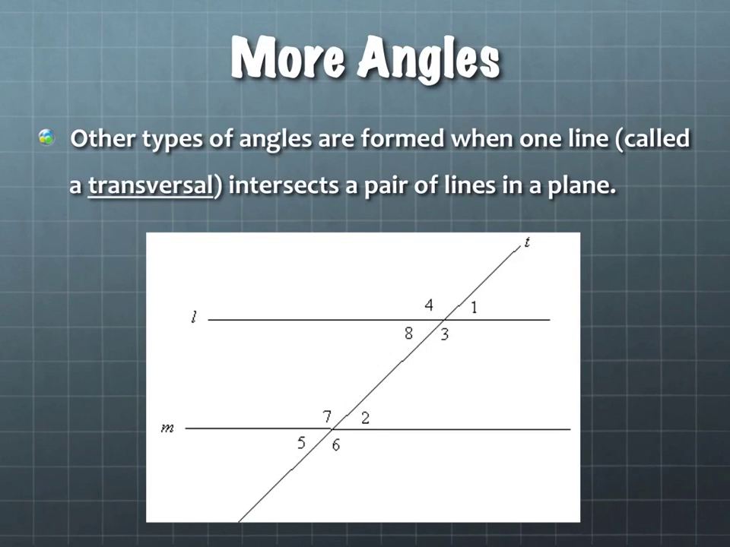Other types of angles are formed when one line, called a transversal, intersects a pair of parallel lines in a plane. We have to have parallel lines for the next description to create pairs of angles that are congruent. They're parallel lines crossed through by a transversal, and the transversal in this diagram is T. You can see it up here. It creates different pairs of angles that relate to each other.